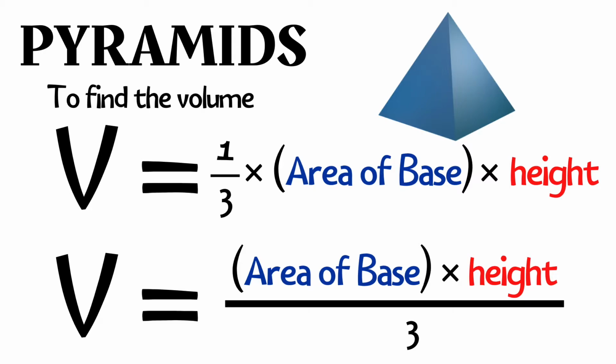Now the area of the base, you're going to look at the bottom of your pyramid and find the area of that shape. We're going to look at rectangles or squares and triangles. But you could also have other shapes like pentagons, trapezoids, all these different kinds. But we're really just going to stick with rectangles and triangles. So we're going to find the area of the base, and then we're going to multiply that by the height, and then divide it by 3, or multiply it by 1/3.